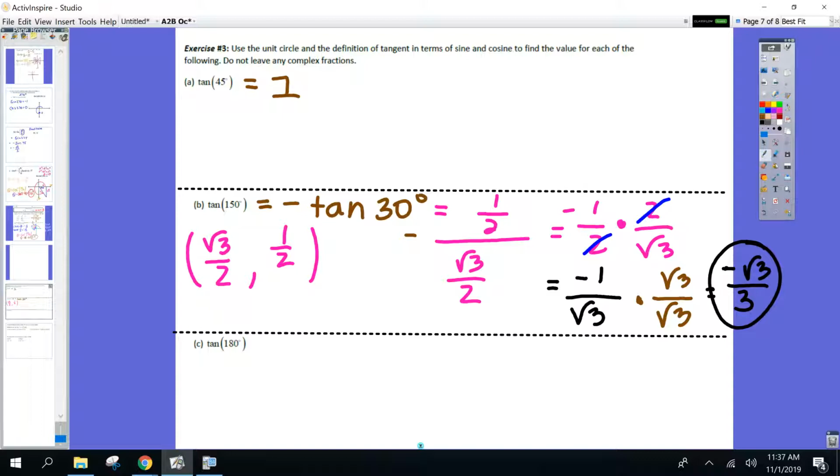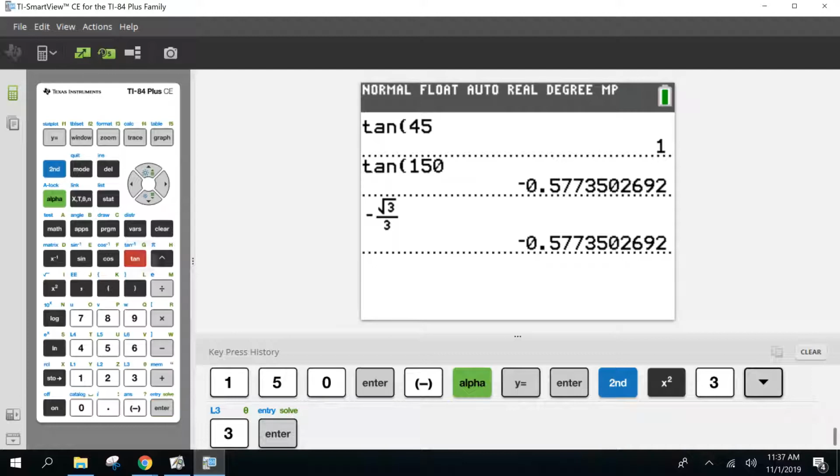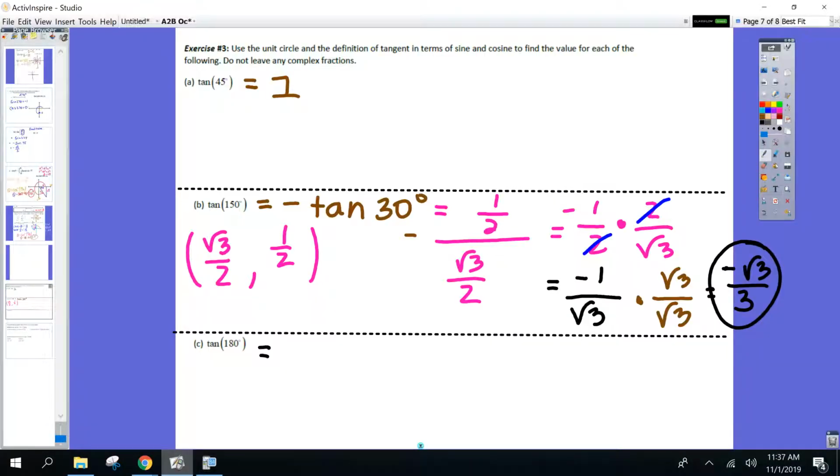Tangent of 180. Oh, now what can I do? Calculator. 180 is on the line. Perfect. Zero. There you go. Any questions from you guys? I got one last thing to take care of before we call it a day.